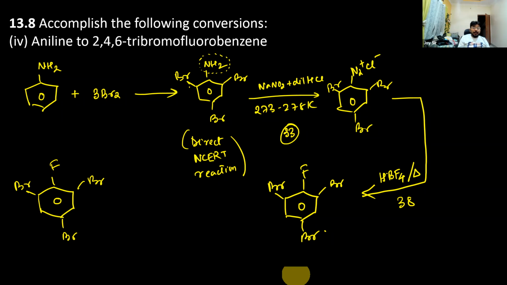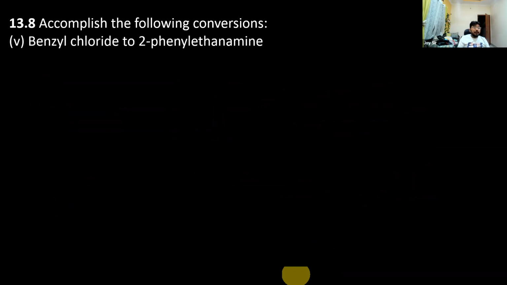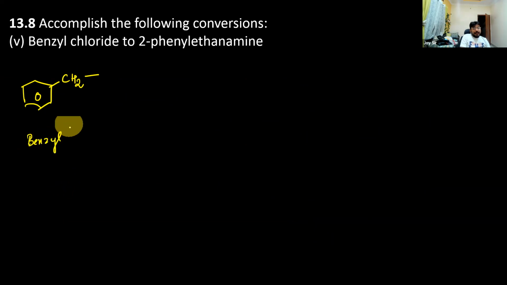Okay, let us see next. Benzyl chloride. What does benzyl mean? If a carbon is connected to the benzene ring and it has two hydrogen atoms attached and one single bond empty, this is known as benzyl. If we add a chlorine to benzyl, what will it be? Benzyl chloride. Okay, to 2-phenylethanamine.